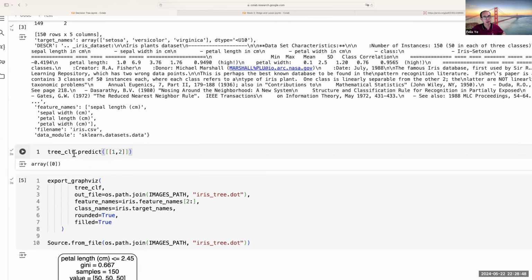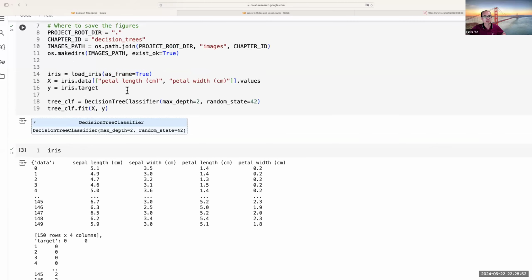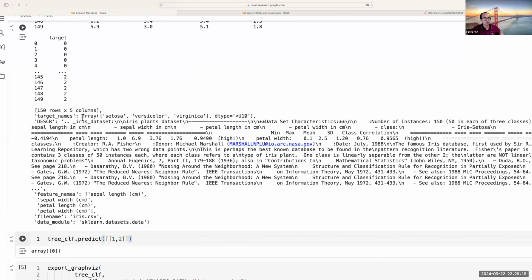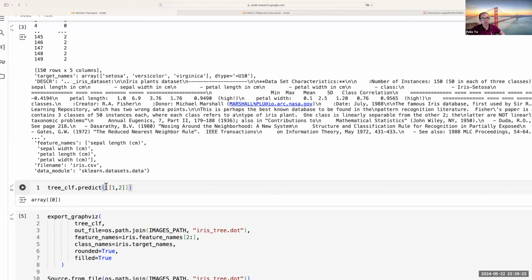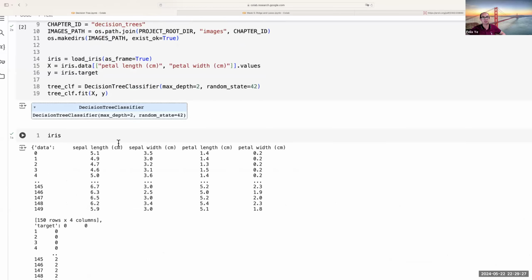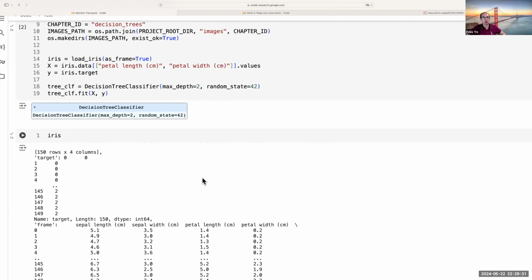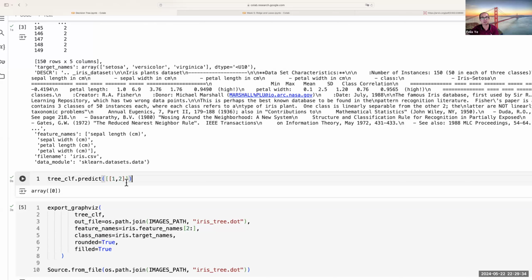For example, if we are going to train a decision tree, that would be very simple, and you probably already know that. Here we're going to train a decision tree classifier with the maximum depth equal to 2. This will be your tree classifier. Then you fit X and Y directly over here, and the class is being fitted. Then you can predict: if my petal length is 1 and the petal width is 2, it will be classified as the 0th class.